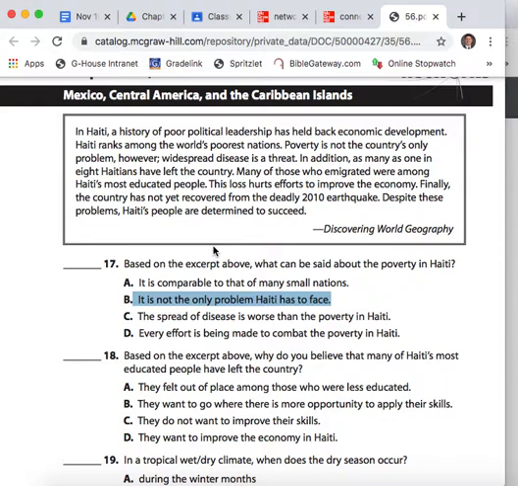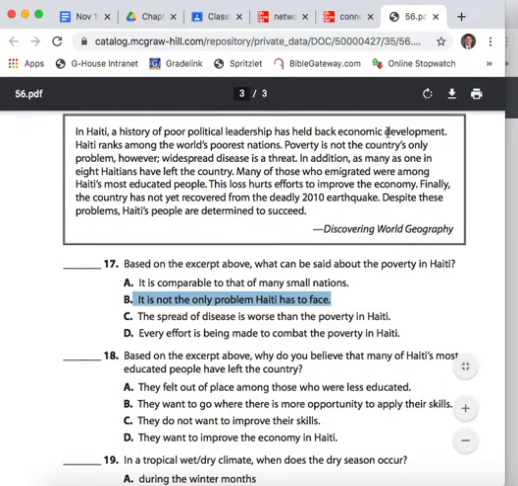18. Based on the excerpt above, why do you believe that many of Haiti's most educated people have left the country? Well, if it's one of the poorest nations in terms of economic development and poor political leadership, it doesn't seem there's a lot of economic opportunity there. So even if you're educated, you can't get a good job if the economy that you're in doesn't provide that good job for you. So based on the excerpt, why do you believe that most of Haiti's educated people have left the country?